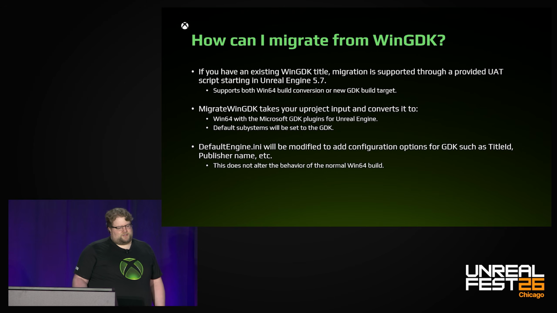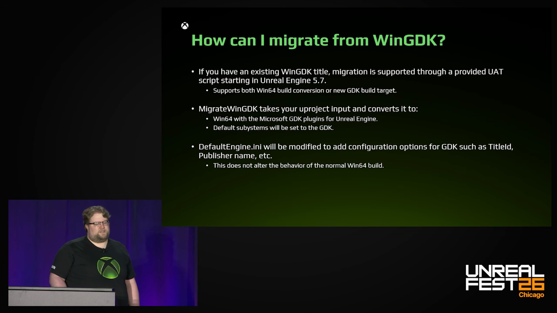But we provide a migration script that supports converting your U project to Win64, enabling the Microsoft GDK plugins for Unreal Engine, and setting up the GDK subsystems as default. This will also modify your default engine INI to add configuration options, but will not directly impact the behavior of your normal Win64 build. Now I'll hand over to David to talk more about how Epic Games used these plugins to ship Fortnite for Xbox on PC alongside the ROG Xbox Ally launch.